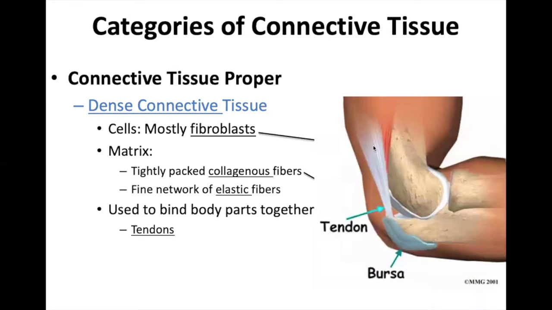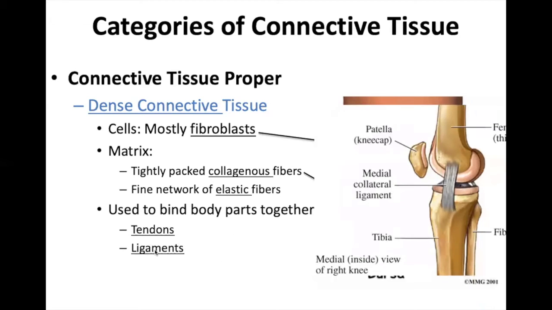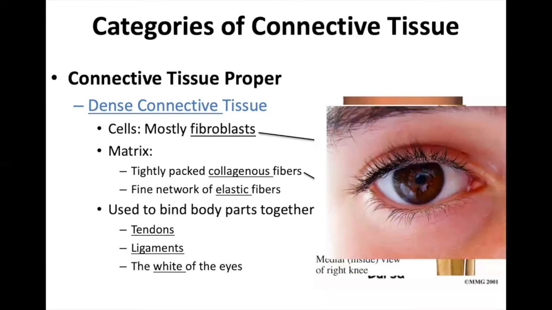Backing up here, tendons, remember, are attaching this muscle down to this bone. And then your ligament is going to be attaching this bone to this bone. Tendons are muscle to bone, ligaments are bone to bone. We have it in other places too. The white of your eyes are actually made out of the same material as your tendons and ligaments. It's actually very, very tough stuff.